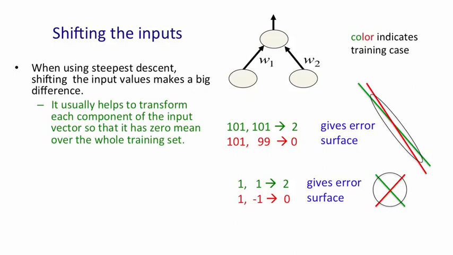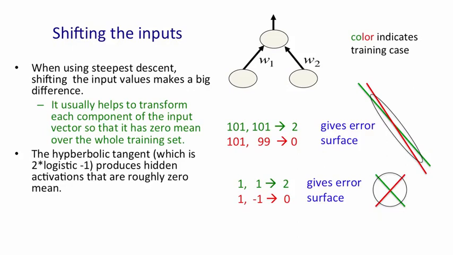The red line is the line along which the two weights are equal, because we're going to take the first weight and multiply it by 1, and we're going to take the second weight and multiply it by -1, so if the weights are equal, we'll be able to get that 0 that we need. So the error surface in this case is a nice circle where gradient descent is really easy. And all we did was subtract 100 from every input.